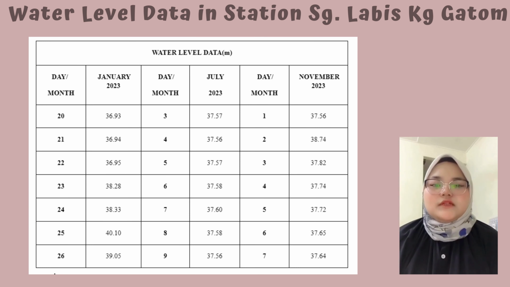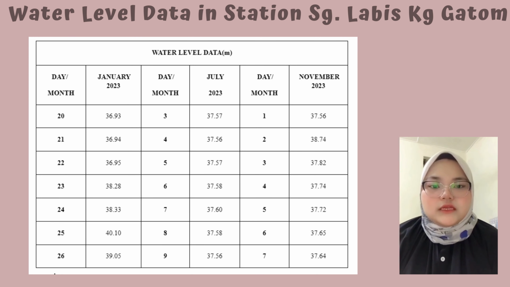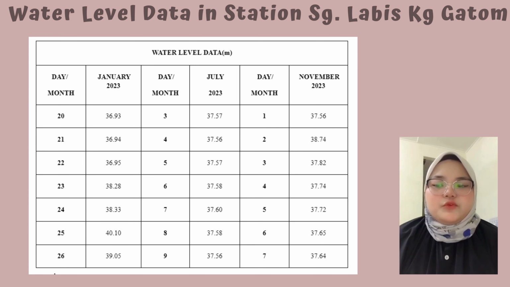So next is water level data in station Sungai Labis Kampung Gatom. For this water level data, we chose 3 different months, which are January, July, and November. The highest water level in January is on the 25th, which is 40.10 meters. Next, in July, the highest water level is on 7 July, which is 37.60. And lastly, in November it is on 2 November, and the data is 38.74 meters.